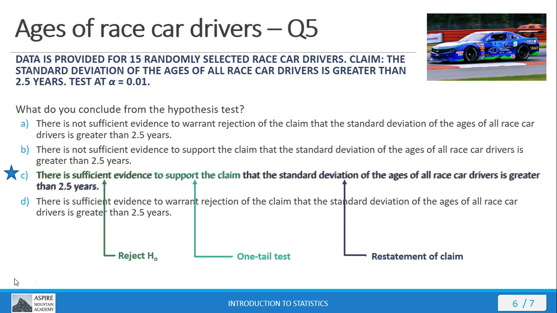So we reject the null hypothesis. That means there is sufficient evidence. We support the claim because you have a one-tailed test, and the rest of our statement is just a rehash of the claim itself.